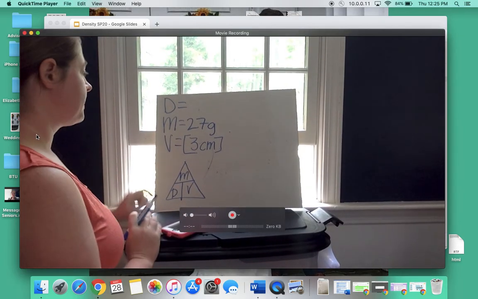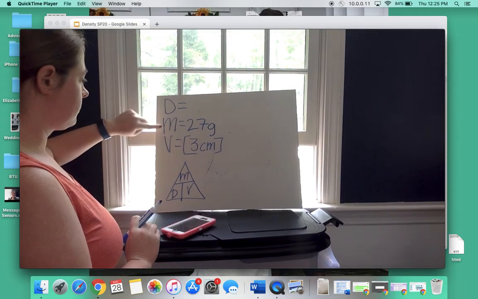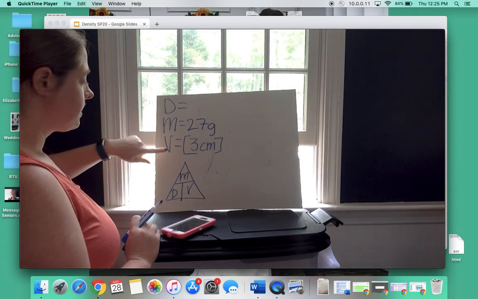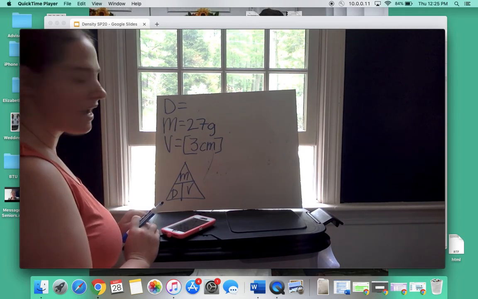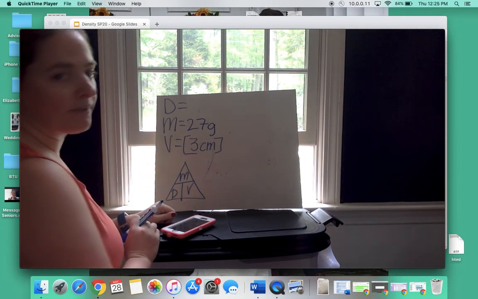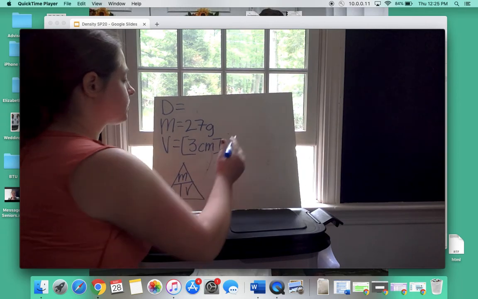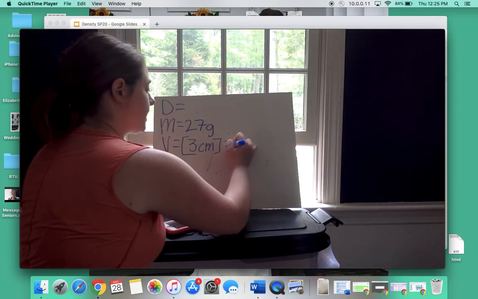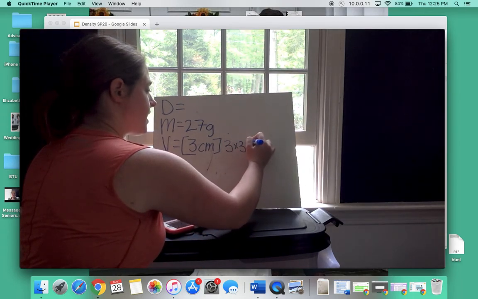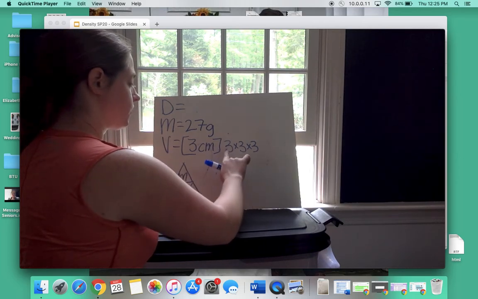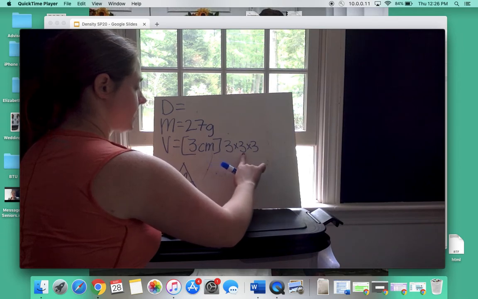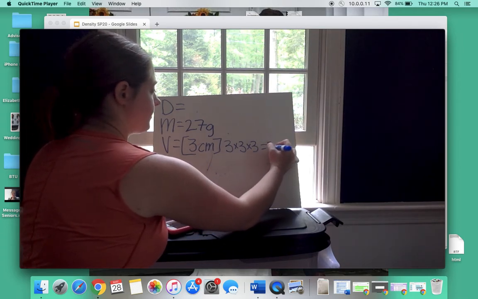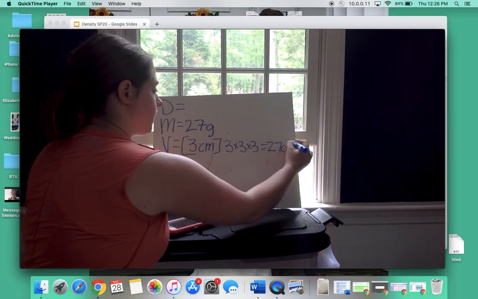I filled in what I knew. My density was my unknown. My mass was 27 grams. Now my volume I said was 3 centimeters on one side, and I put it in brackets because that's not my final volume. Since it's 3 centimeters on each side, we need to do length times width times height to get our answer. So 3 times 3 is 9, times 3 is 27. So that will be our volume.